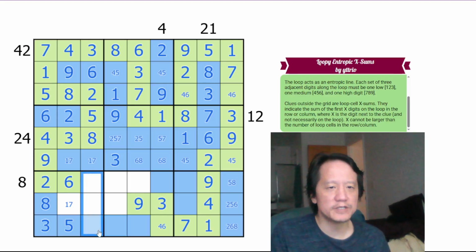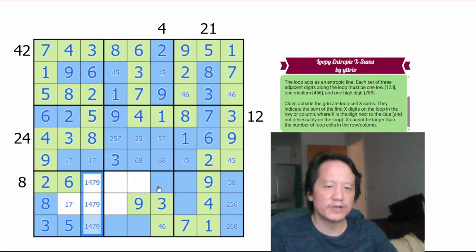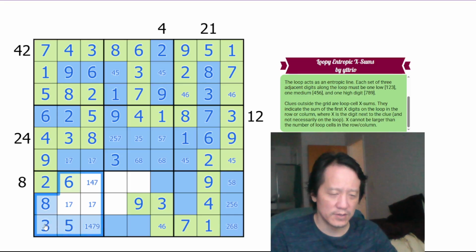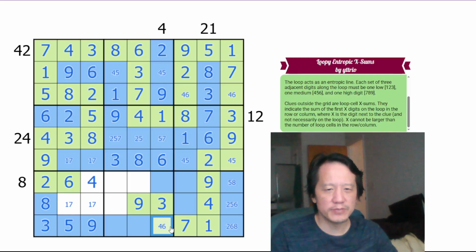Okay, remaining digits in column 3. We have 1, 4, 7, and 9. 9 cannot be either of these. This can't be 4. We actually have a 1, 7 pair in box 7, which eliminates 1 and 7 in the rest of the box. This can't be 1 or 7. This is 4. This can't be 1 or 7 or 4, so this is 9. The 6 eliminates 6 here, so this is 8, which makes that 6. That means this can't be 6, so that's 4.